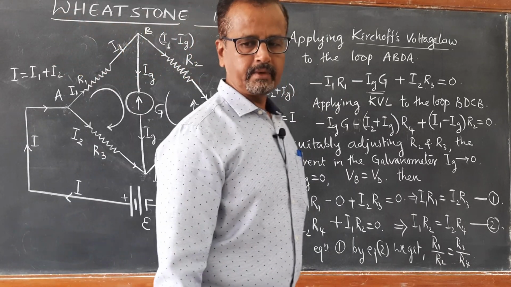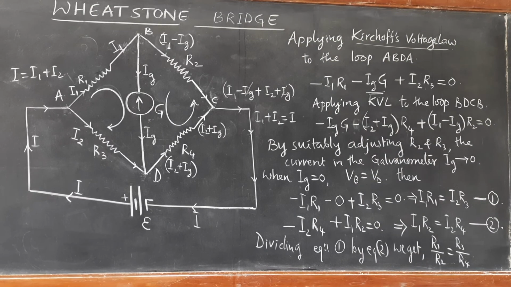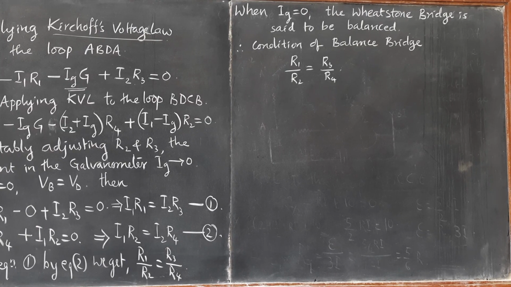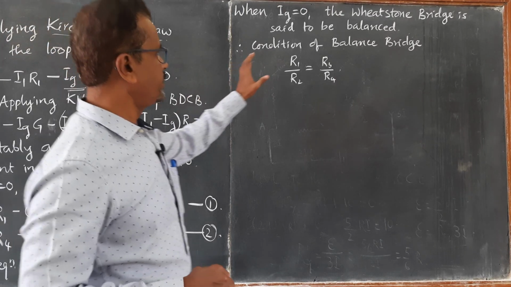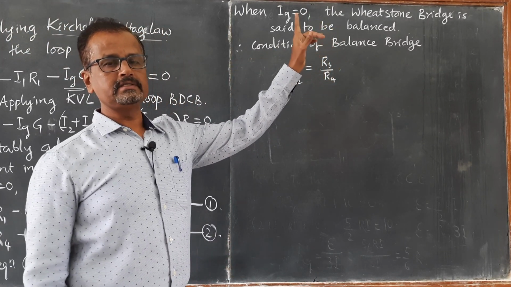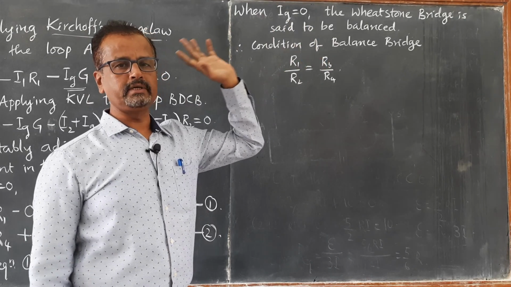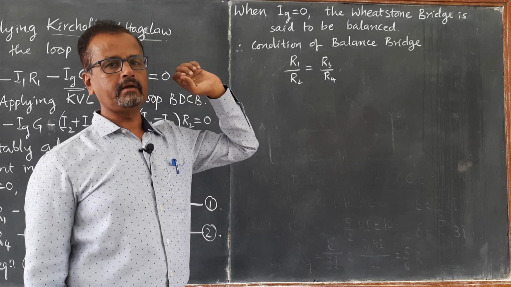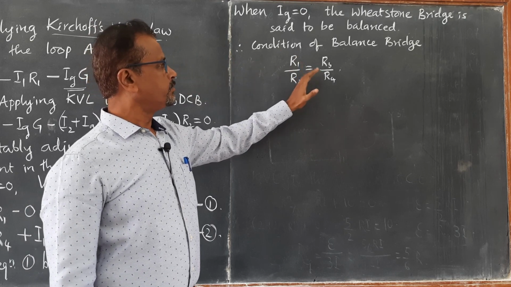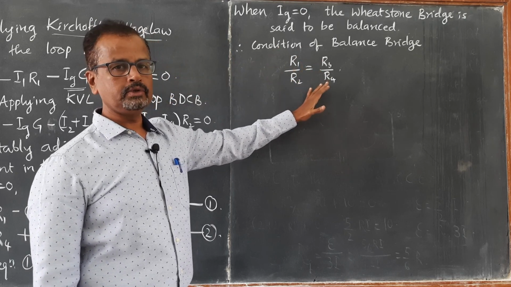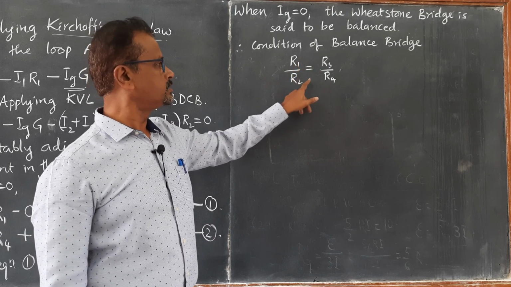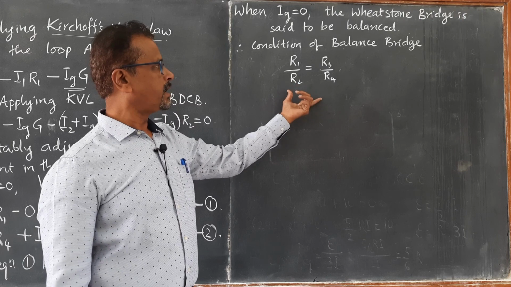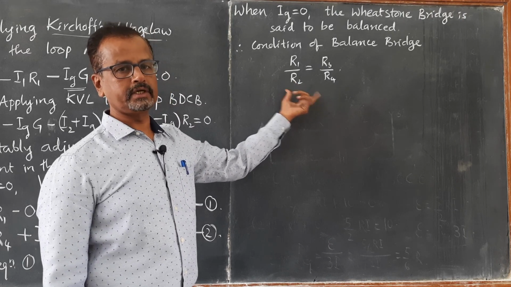So I am writing here what is the meaning of condition of balanced bridge. When the galvanometer deflection is made zero by suitably adjusting the resistances R2, R3 and even R1, we get the very interesting ratio, that is R1 by R2 is equal to R3 by R4. This condition is called the balancing condition of the Wheatstone network.